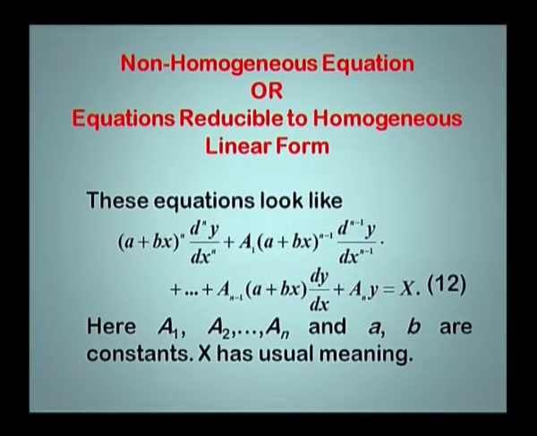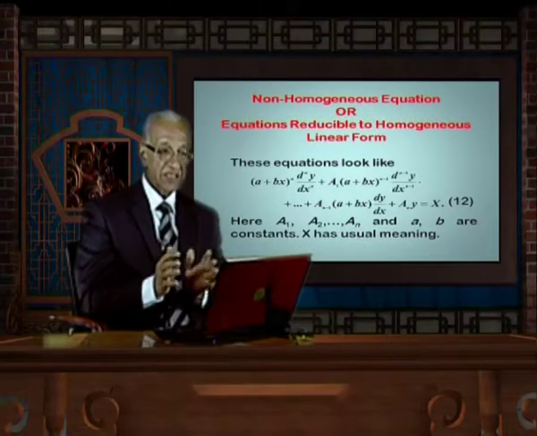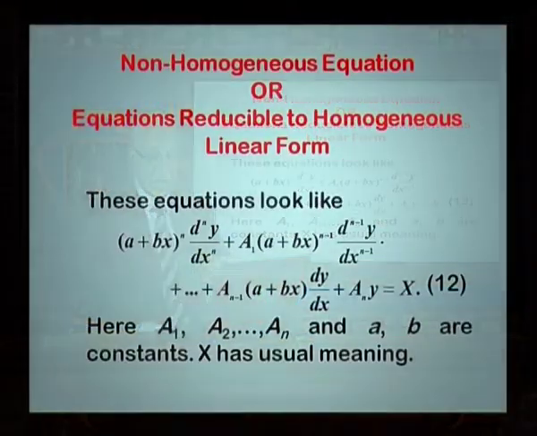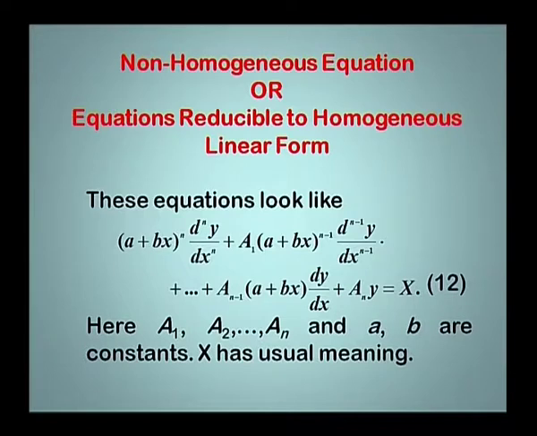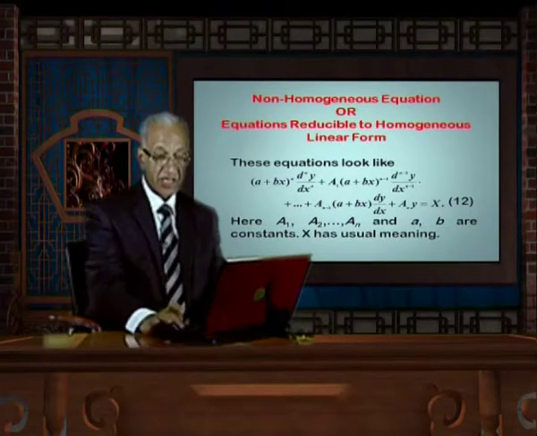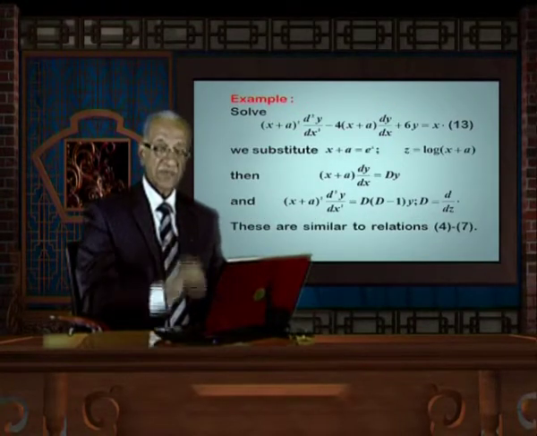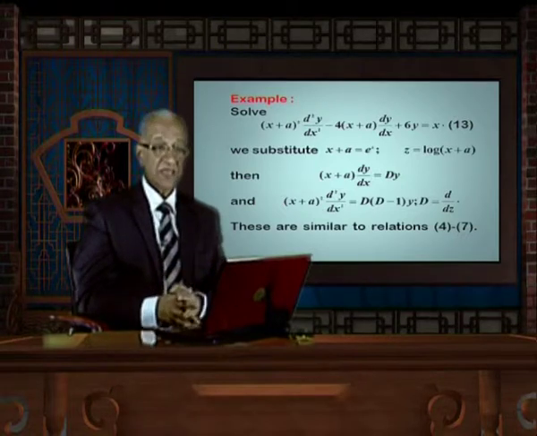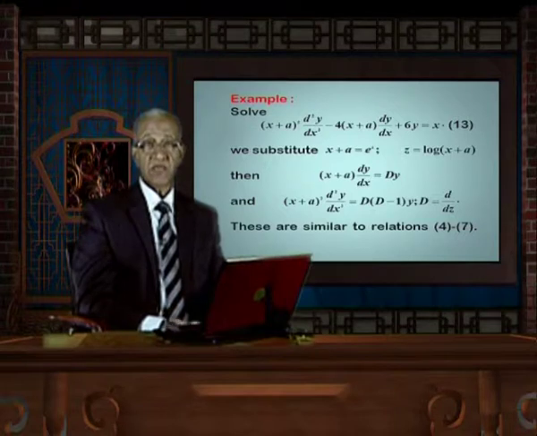We go to the second, and that is part of non-homogeneous equations, or equations reducible to homogeneous form. I can take it as the complete method, but the method is such that these equations will appear in the form given by equation 12. These capital A1, A2, An, and similarly the small a and b, as you can see appearing in equation 12, are constants. Capital X has the usual meaning. It can be a function of x or it can be a constant. We go further. We take an example, because the theory is too explanatory and it may consume a very lengthy amount of time.